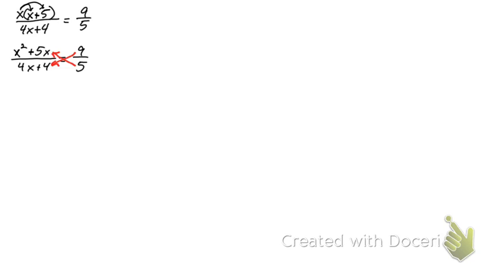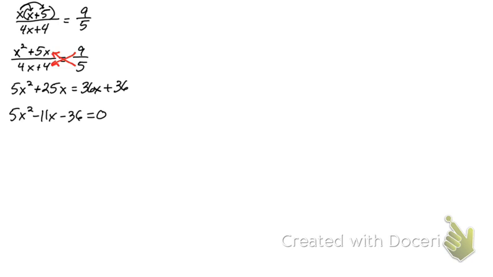And that should result in 5x squared plus 25x equals 36x plus 36. I assume we got there. All right. And then I would subtract 36x from both sides. We have 5x squared minus 11x minus 36 equals 0. All right, as soon as I get there, I realize that I have to factor something.